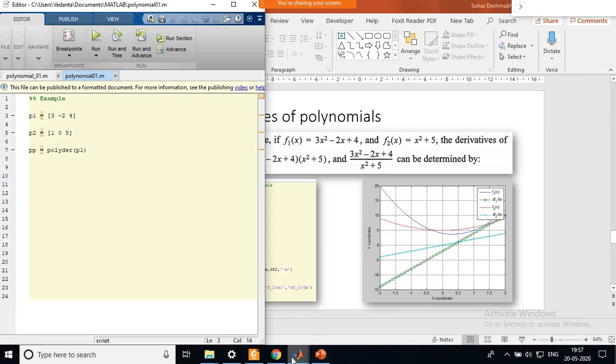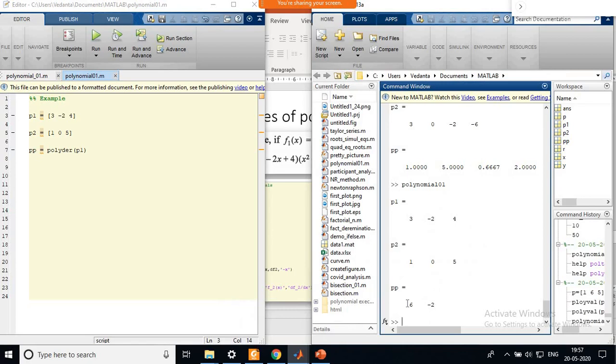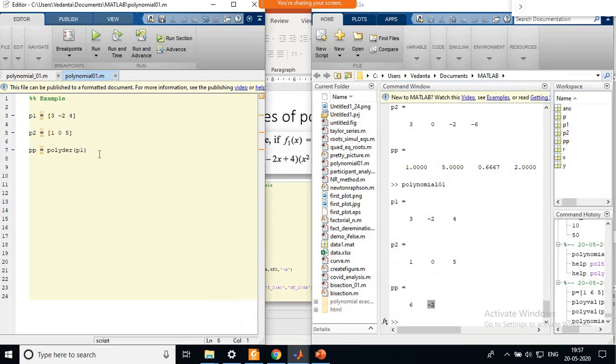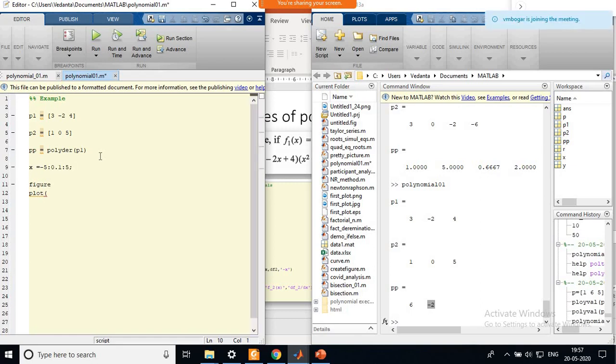So that is what, a straight line. You can just look here, 6x minus 2 is the derivative of it. So you can even plot it with this, which is a very interesting part. So I can have a figure, then I can have a plot. First of all, I need to create x as a vector, x equal to minus 5 to 5 with step 0.1. Then I can have a plot, x versus polyval.